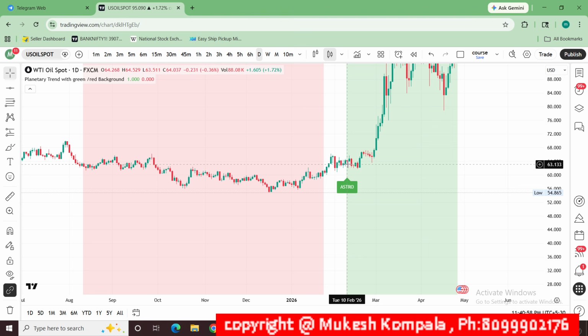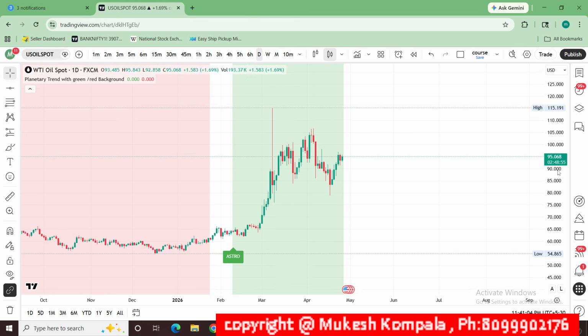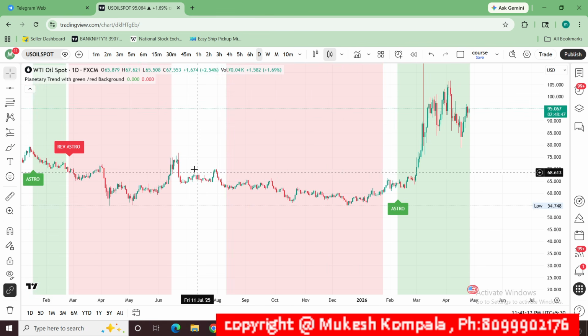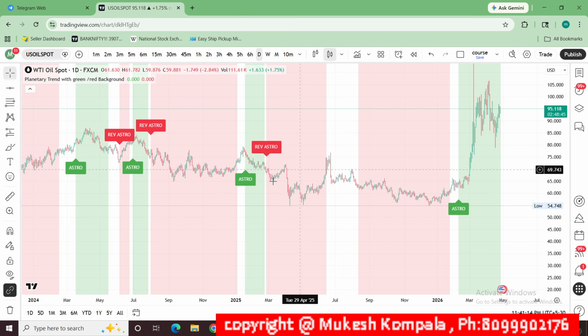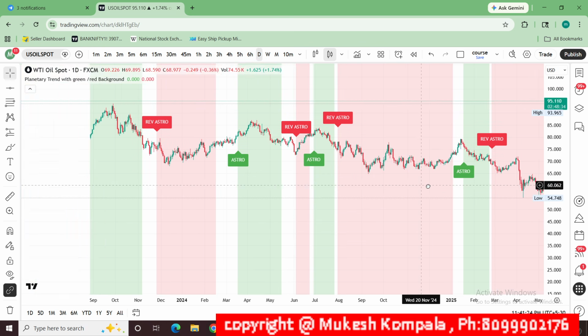Then 63 is the entry. Now it was running at 95, that was more than 50%, right? Still we are running at more than 50% profit, and previously it also gave $10 profit. You can see clearly that previously it was also in profit. The entry was here at 78, exit at 72, still profit.